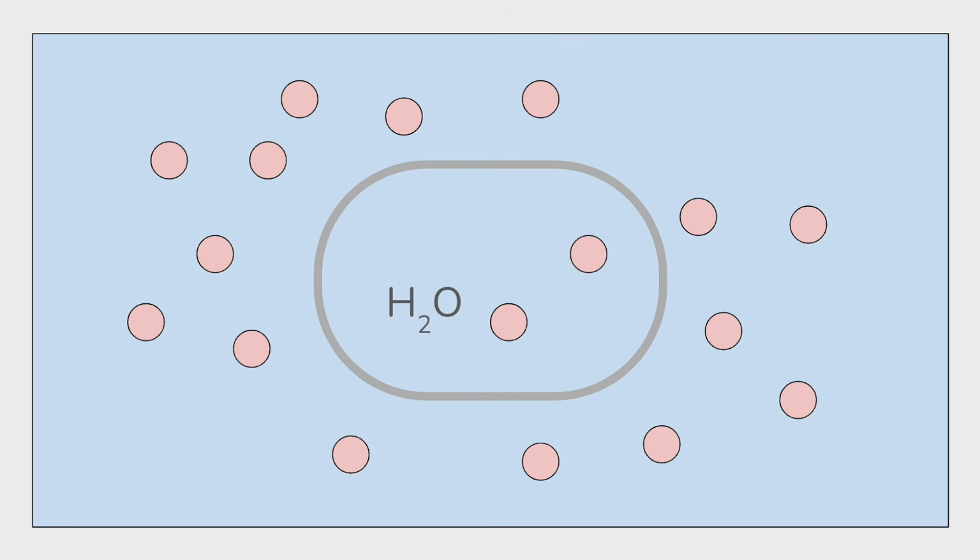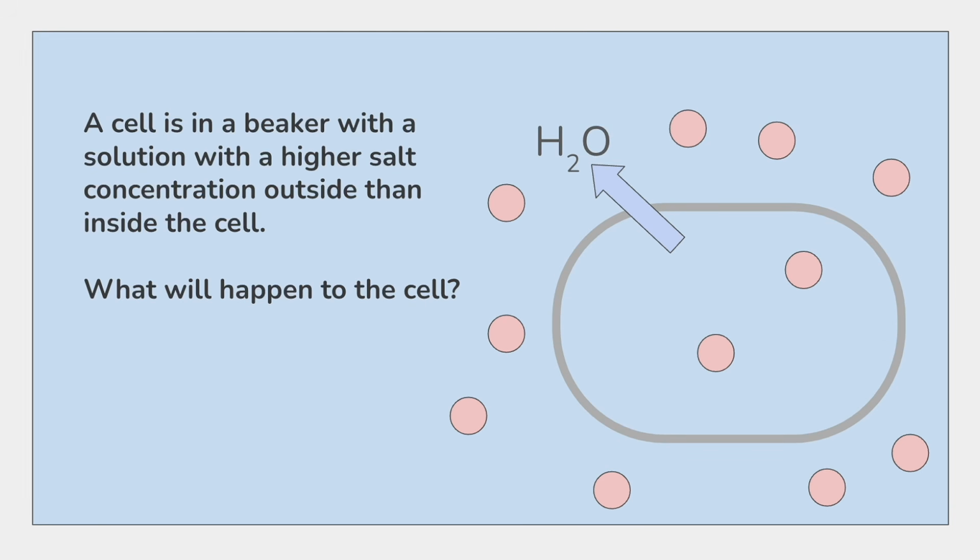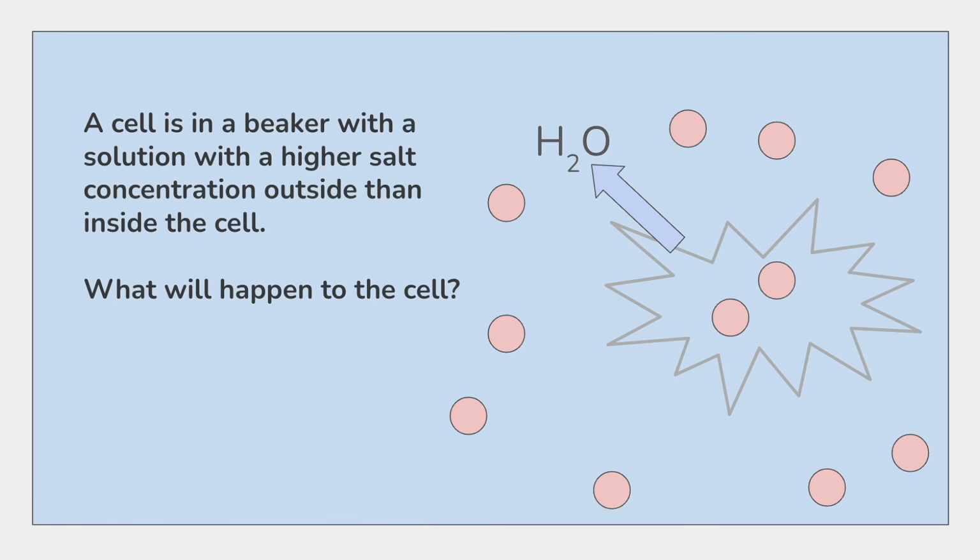And now here we have more solute particles outside the cell, or a higher concentration of solute particles. So remember, where is water going to move? From a high concentration of water, so that means it would move outside the cell. This is called a hypertonic environment. Now, in a hypertonic environment, there is a chance that if a lot of water moves out, the cell could actually shrink, and the opposite would happen in a hypotonic environment. A lot of water may move into the cell, causing it to swell or burst.